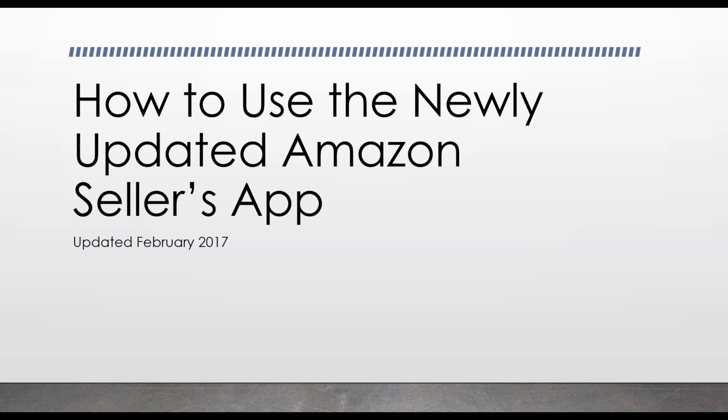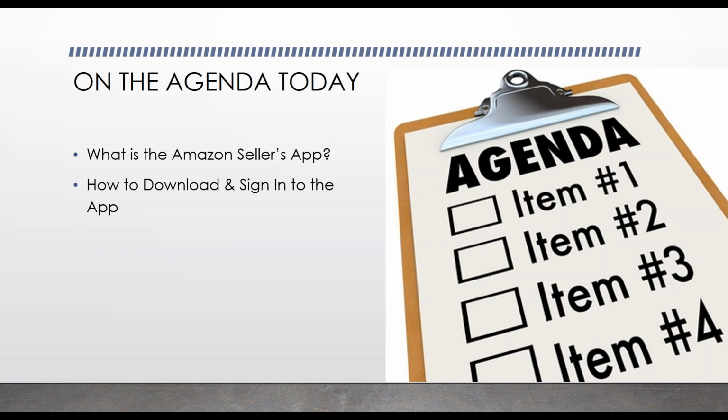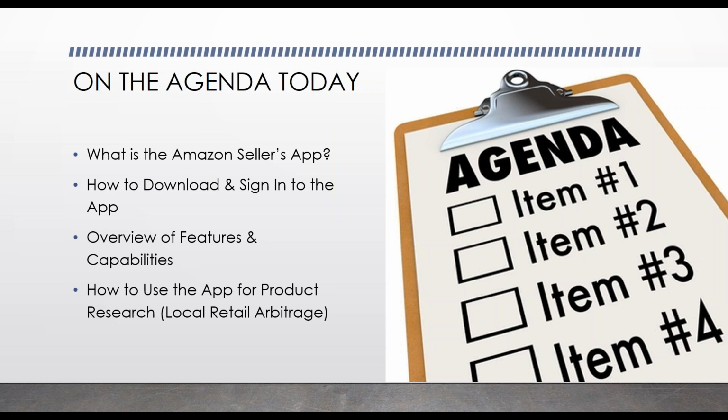Okay, so we're going to be talking about a few things today. On the agenda, if you have no idea what the Amazon Sellers app is, we're going to be talking about that a little bit, how to actually download and sign into the app, and we'll be going over the overview of the features and capabilities that it has. And then most importantly, we're going to spend most of the time on how to use the app for product research, so you can use it in local retail arbitrage strategies and do the research there to determine if the product that you're looking up is going to be a good buy.